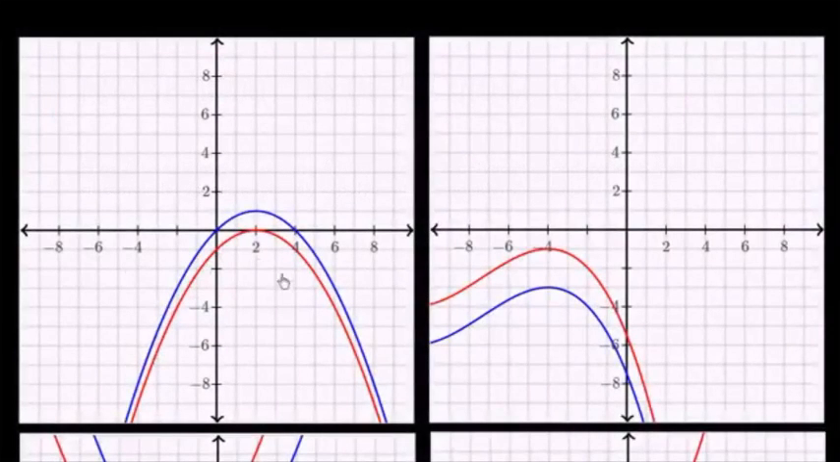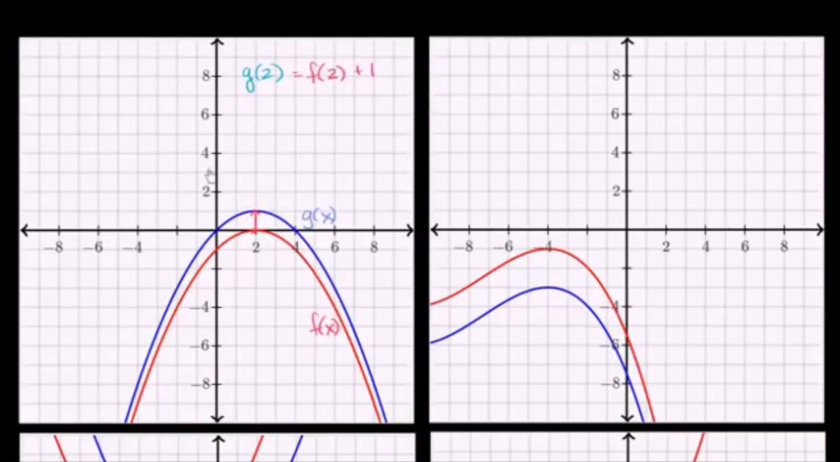So this red curve is the graph of f of x, and this blue curve is the graph of g of x. And I want to try to express g of x in terms of f of x. And so let's see how they're related. So we pick any x, and we could start right here at the vertex of f of x, and we see that at least at that point g of x is exactly one higher than that. So g of 2, I could write this down, g of 2 is equal to f of 2 plus 1.